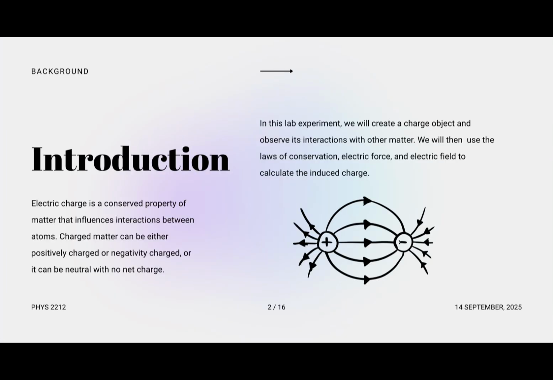Electric charge is a conserved property of matter that influences interactions between atoms. Charged matter can be either positively charged or negatively charged, or it can be neutral with no net charge. In this lab experiment, we will create a charged object and observe its interaction with other matter. We will then use the laws of conservation, electric force, and electric field to calculate the induced charge.